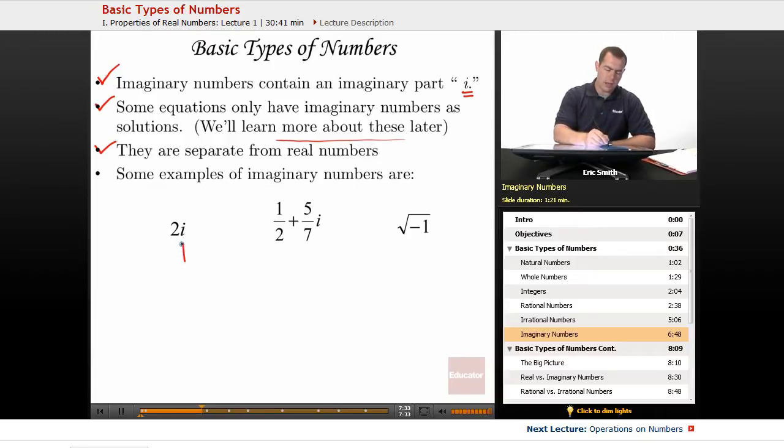Here are some examples of some imaginary numbers. When looking at 2i, I can see that it has the i right next to it. So definitely imaginary. 1/2 + 5/7 i. Again, I can see that i sitting there. This is one of our complex numbers, but it is an imaginary number for sure. And now on the end here, I have the square root of -1. Well, I don't see any i in that one. Why does it get to be an imaginary number? Well, we'll learn that imaginary numbers come from taking the square root of negative quantities. In fact, the square root of -1 is equal to i, so it actually is an imaginary number.